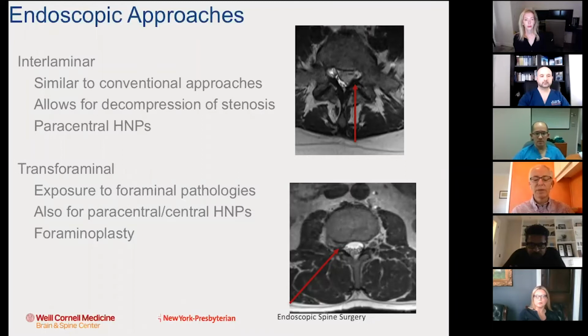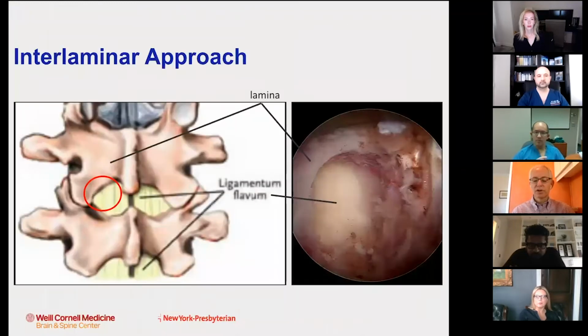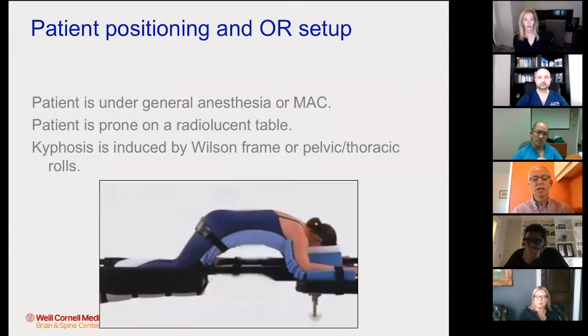The transforaminal approach is unique to endoscopy, where the incision is made about 10 centimeters lateral to the midline. And this is not only useful for foraminal pathologies, but also can be used for paracentral or central herniated discs. Interlaminar approach, again, is very similar to our standard approach for either laminectomy, laminotomies, even laminectomy for bilateral approach.